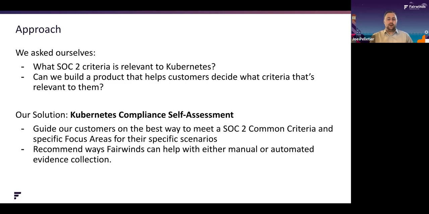So our solution for this was we're getting ready to release what we call a compliance self-assessment tool. It's going to help guide our customers on the best way to meet the criteria that's relevant for their organizations in terms of how they use Kubernetes today. And as folks go through those different requirements, there are ways where Fairwinds can help provide either manual or automated evidence collection. That's some of the approach we've taken to helping customers narrow in on what's most important.